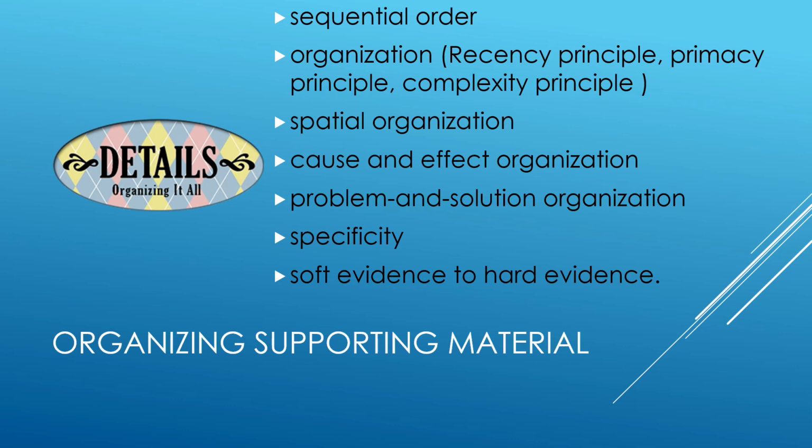Soft evidence to hard evidence. Soft evidence are those things like supporting material that is based on opinion or inferences. These are your hypothetical illustrations, your descriptions, explanations, your definitions, your analogies. All of those are still important, but when you're going from soft to hard evidence, those are the ones you present first. The hard evidence are the factual examples and statistics.